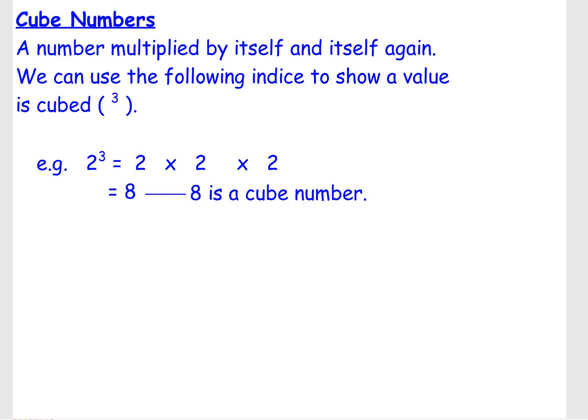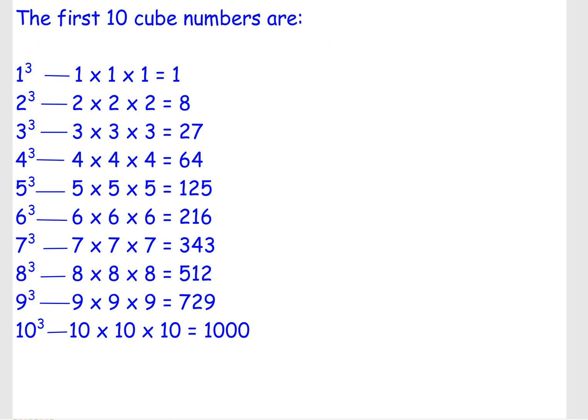So if we look here, we can see the first 10 cube numbers. So 1 cubed, 1 times 1 is 1, times by 1 equals 1. 2 cubed, 2 times 2 is 4, and then 4 times 2 is 8. So 8 is our second cube number. 3 cubed, 3 times 3 is 9, 9 times 3 is 27. So 27 is our third cube number. And then 4 cubed, 64.